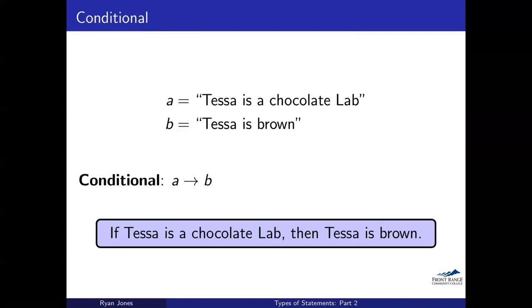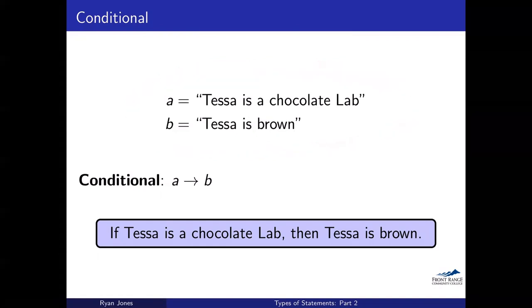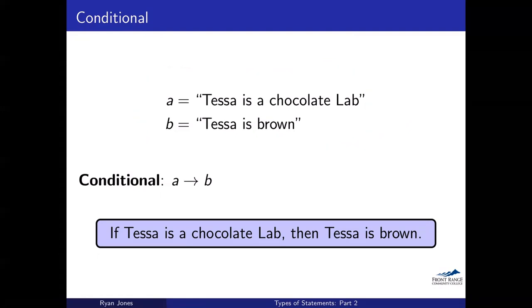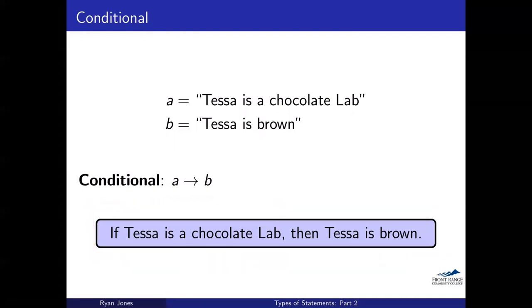So again, I don't care about whether or not A and B are true or false. I sort of harp on that a lot, but it's important. I don't care about these statements and whether or not they're true. I just know that this statement here is true, right? So let's move on. So this statement is true. If Tessa is a chocolate lab, then she is definitely brown. Okay. So this is going to be true.